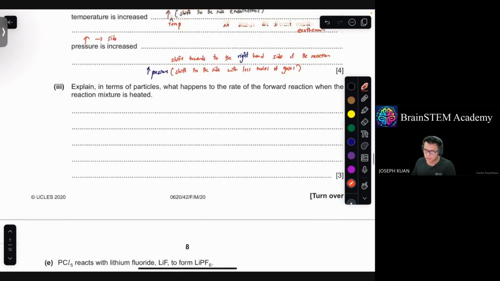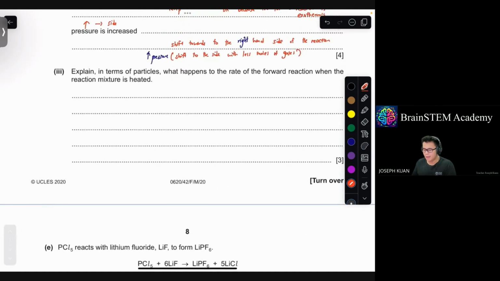So moving on to 3, explain in terms of particles what happens to the rate of the forward reaction when the reaction mixture is heated. This question no longer asks for equilibrium, it's all about rate. So what happens when the reactant mixture is heated? That will lead to an increased rate of reaction, which is the final outcome.